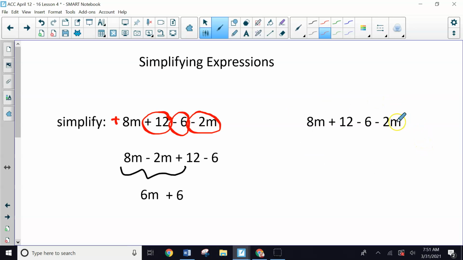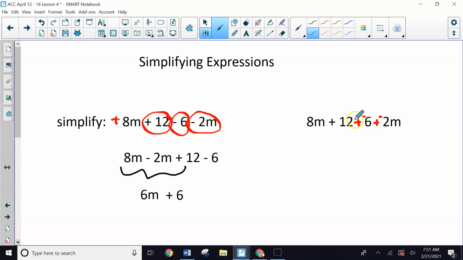So we had 8m plus 12. That's already addition, so we don't have to worry about that. Minus a positive 6, so we can change this to plus a -6. And then minus positive 2m, so we're going to change this to plus -2m. Do you see how that minus sign really is now a negative symbol? It didn't really move or change, it's just being placed with these numbers.